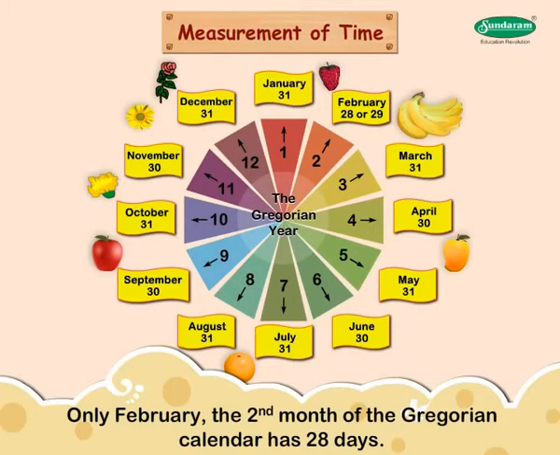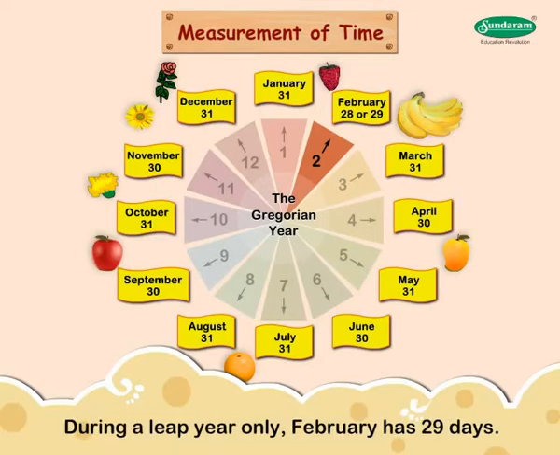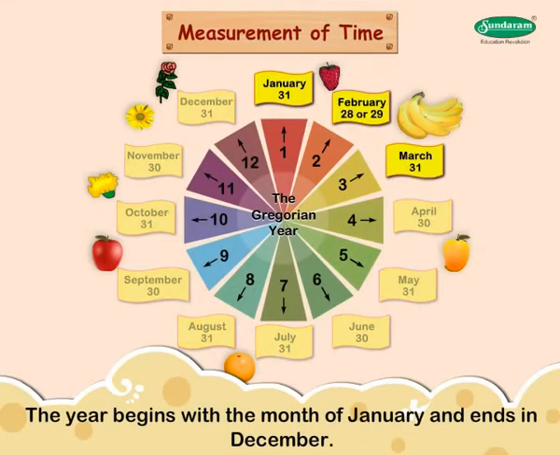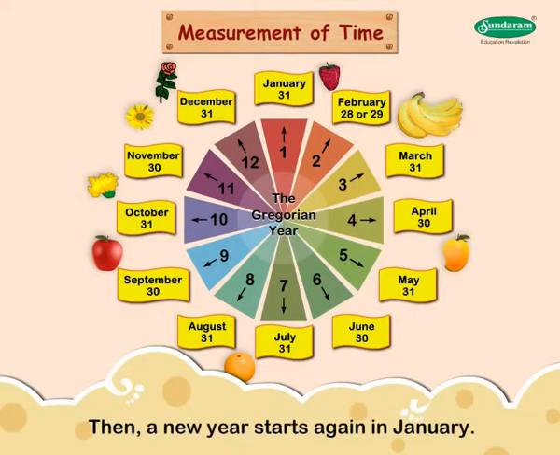Only February, the second month of the Gregorian calendar, has 28 days. During a leap year only, February has 29 days. The year begins with the month of January and ends in December. Then, a new year starts again in January.